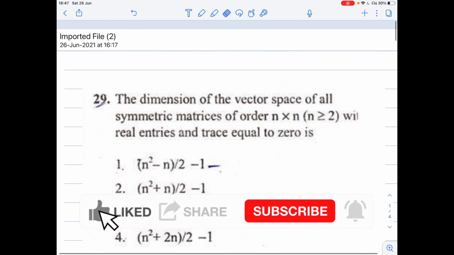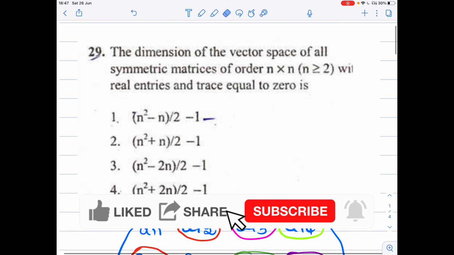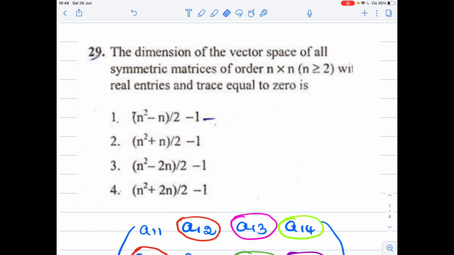Mathematicians. So today we see one nice Part B problem. It is about dimensions of vector spaces. So we look at the vector space of all symmetric matrices, and we look at trace zero symmetric matrices, and we want to know its dimension.